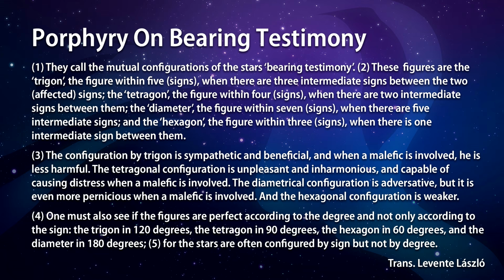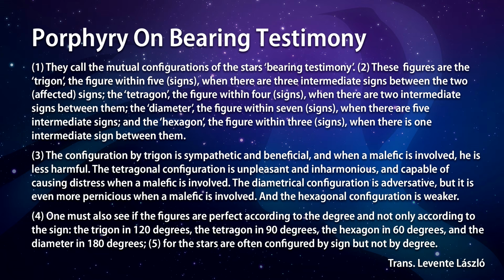These figures are the trigon, the figure within 5 signs, when there are 3 intermediate signs between the 2 affected signs; the tetragon, the figure within 4 signs, when there are 2 intermediate signs between them; the diameter, the figure within 7 signs, when there are 5 intermediate signs; the hexagon, the figure within 3 signs, when there is 1 intermediate sign between them. So that's just basic definition of sign-based aspects.